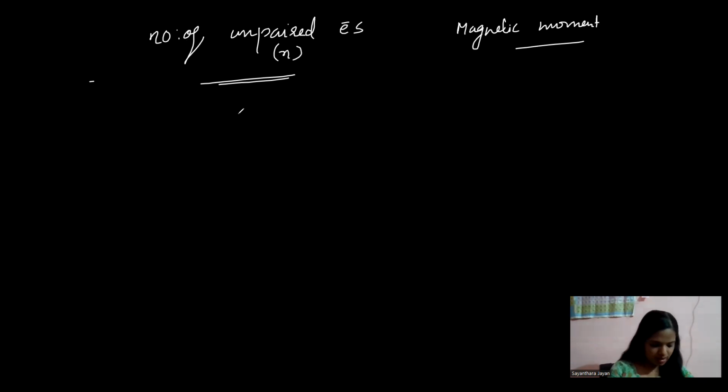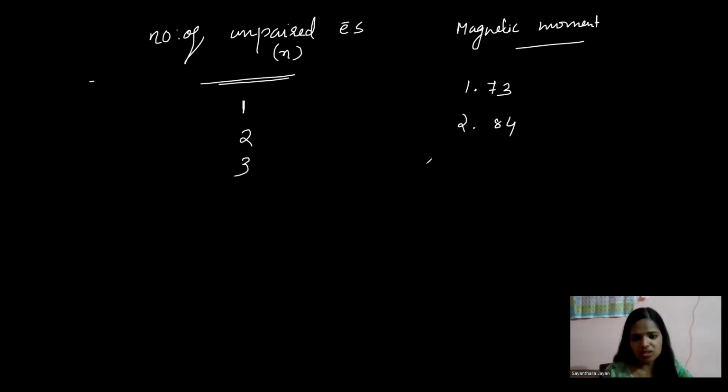If the number of unpaired electrons n is equal to 1, it will be 1 point something, exact value is 1.73. If n is 2, it will be 2 point something, exact value is 2.84. If 3, it will be 3 point something, that is 3.87 exact value. 4 means 4.9 and 5 means 5.92.